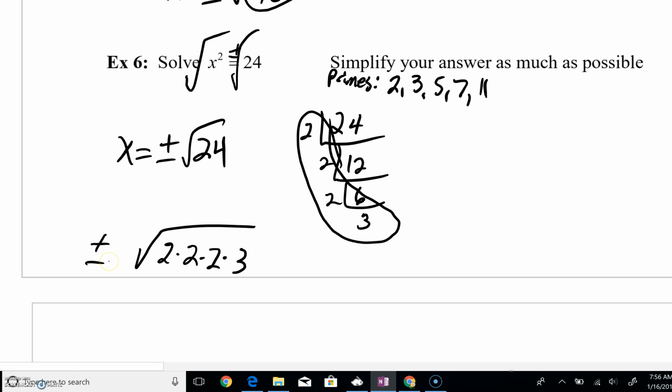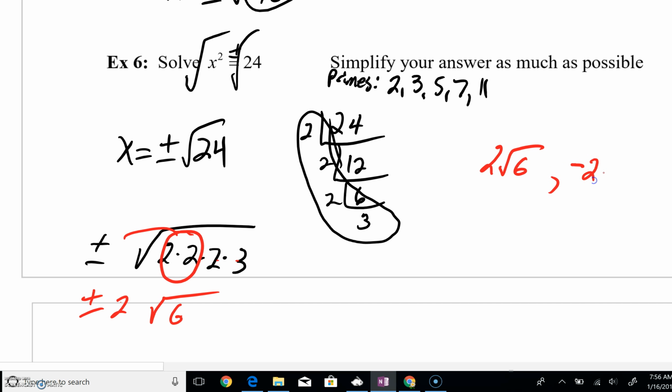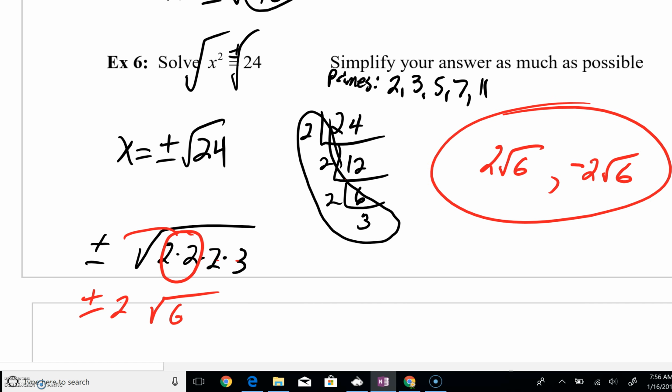And remember, there's a plus minus here. You're looking for how many of the same number? 2. You're looking for doubles, right? And whenever you've got doubles, you can take one of those out, ignore the other one. What's still inside? Well, the 2 times 3, that's a 6. So you're going to have 2 answers. You'd go 2 radical 6 and negative 2 radical 6. And guys, that's all you got to do for today's work. Okay?